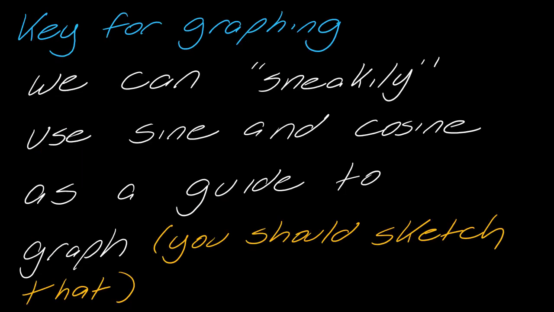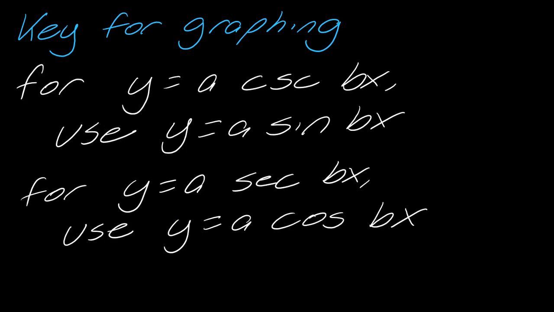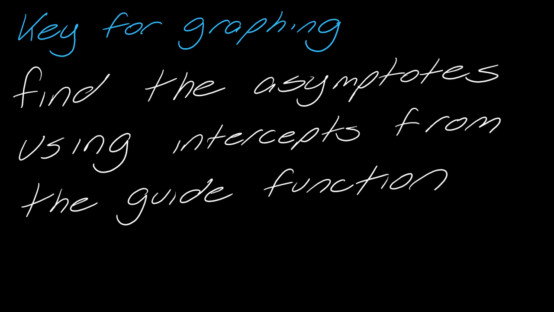Okay, so a couple other keys for graphing I want to tell you about. Those guides that you want to use: if you have a times cosecant of bx, you can use a sine of bx. Not surprising, right? There's that connection between cosecant and sine. And then for a secant bx, you can use a cosine of bx. Again, not surprising, there's a connection between those two functions. I'm going to show you how to use that in a few minutes. The other thing I want to tell you is that you can find the asymptotes for your secant and cosecant functions by using the x-intercepts from the guide function. Again, I'm going to show you what that means.